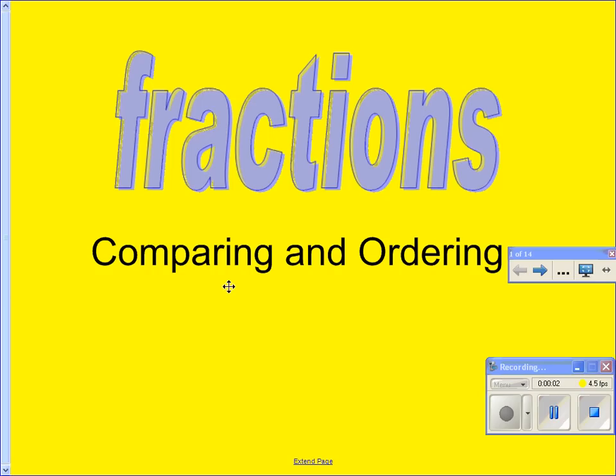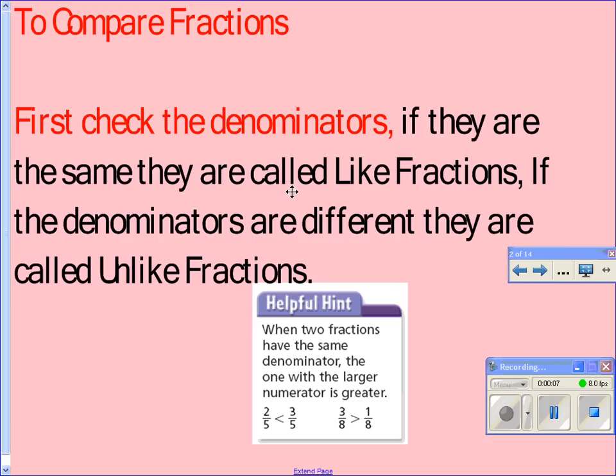Today's lesson is on comparing and ordering fractions. To compare fractions, you are always going to look at the denominators. The denominator is the bottom part of the fraction. If the denominator is the same, they are called like fractions. If they are different, then they are called unlike fractions.